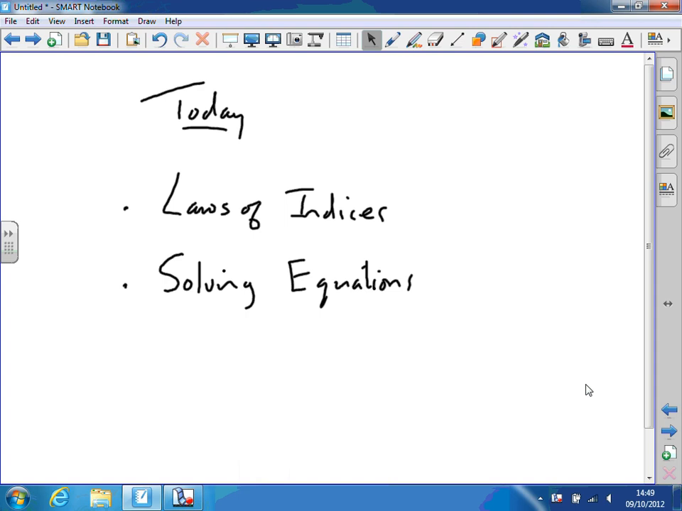So laws of indices, more to do with just manipulating algebra, really, like we were doing last week. So brackets, factorization, simplifying, and we can use the laws of indices to simplify, and we'll see how that works. And then the main thrust of today is to be looking at solving equations. So I can get you started on that, and you can try some questions for yourself.